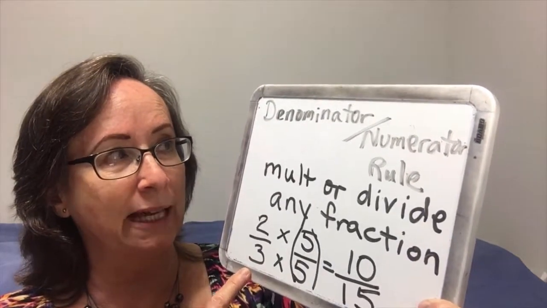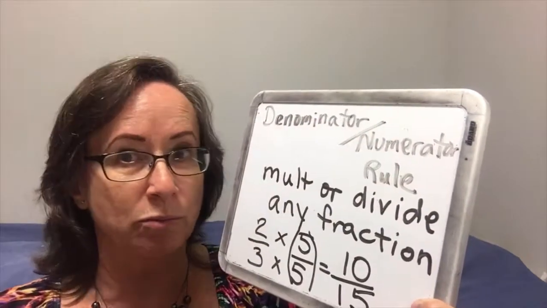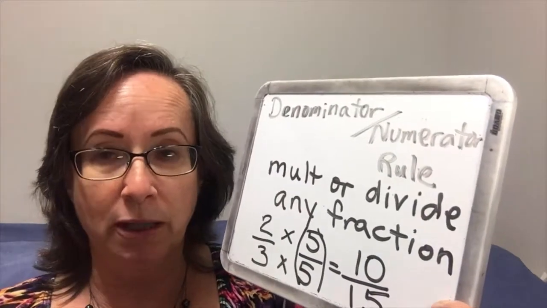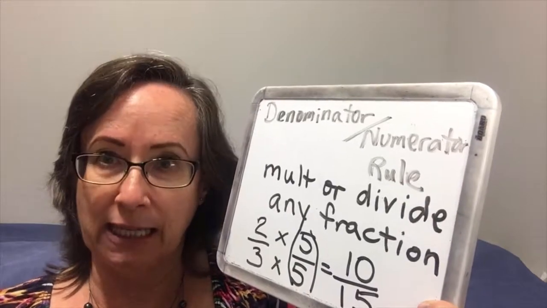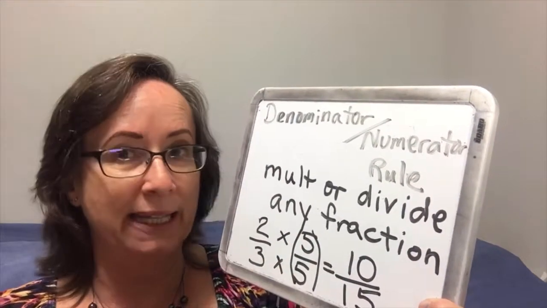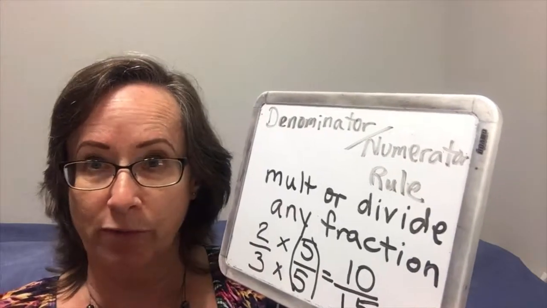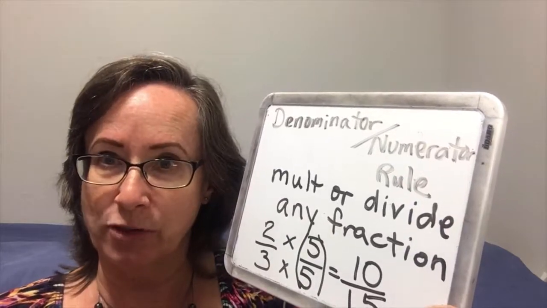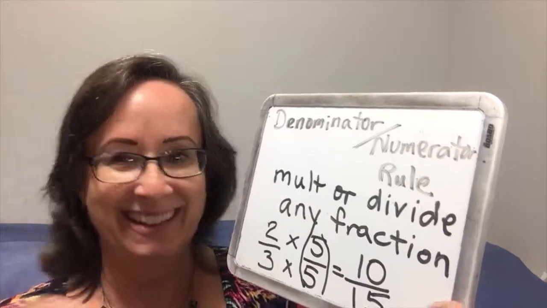So I want you to think of this denominator-numerator rule as multiplying by 1 in any form or dividing by 1 in any form. So I can multiply by any form of 1, but I can never multiply by 0 over 0. Number 1, that's not 1. And I can never divide by 0 over 0 because that's not 1.